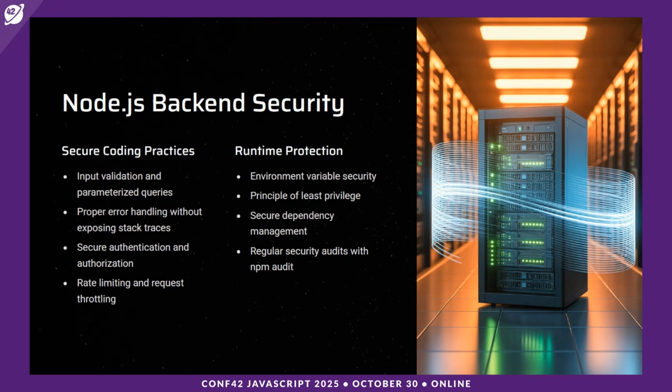Secure authentication, authorization, rate limiting, and request throttling. Then runtime protection: handle environment variables securely. We can use different environment variables, so we have to use all of those in a secured way. And the principle of least privilege: only if there is a need, give the roles and responsibilities. Also secure dependency management and regular security audits with npm audit.